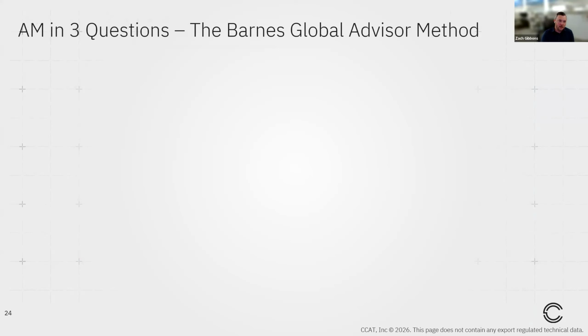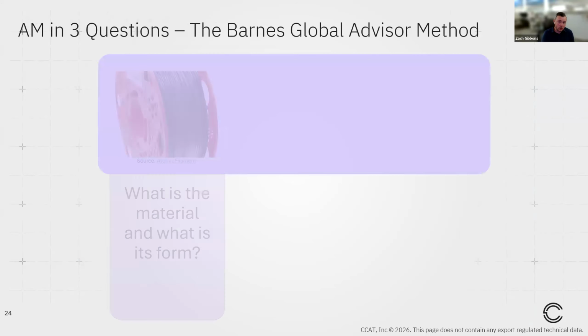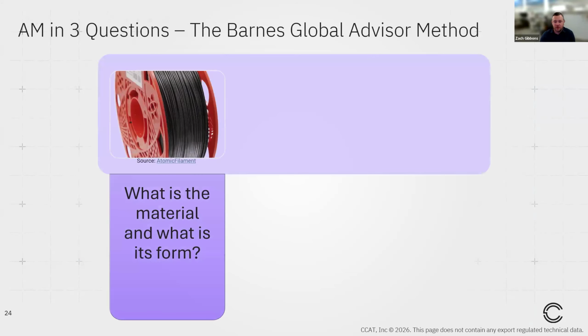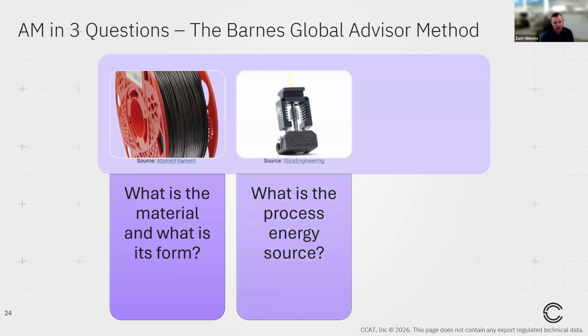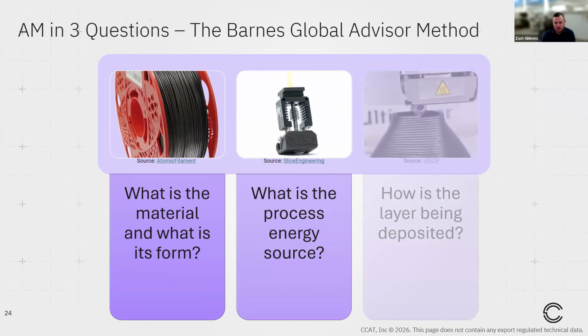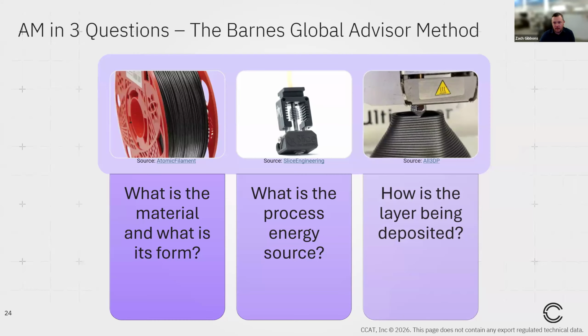So 3 questions to ultimately be able to define or describe any additive manufacturing process. Question number 1, what is the material and what is its form? Number 2, what is the process energy source? And that third question, how is the layer being deposited? So for those of you who have had some access to desktop printing, we can already tell based on these images that we're talking about material extrusion. So let's use that as our example to answer these questions.